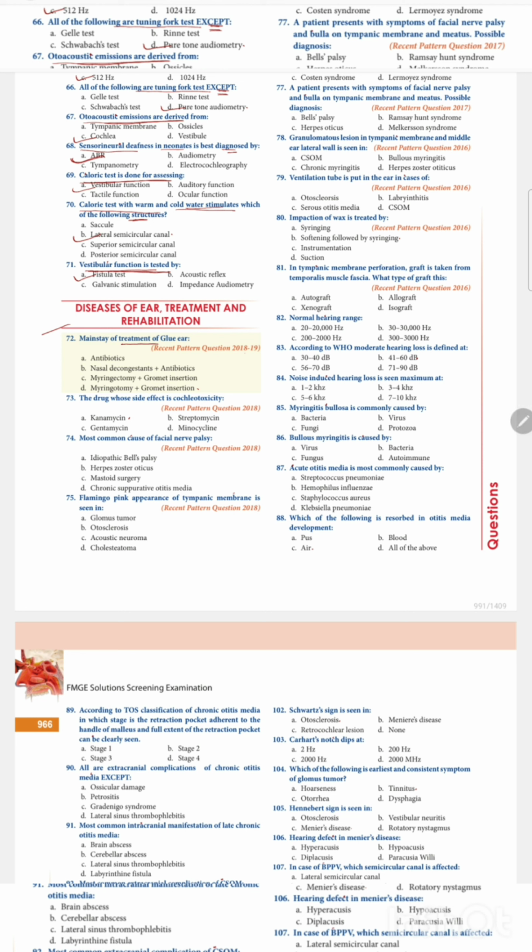Mainstay treatment for glue ear is antibiotic, nasal decongestant and antibiotic, myringotomy and grommet insertion. Which one is correct? Myringotomy. Which drug has the side effect of cochleotoxicity? Kanamycin, gentamicin, streptomycin, neomycin. Kanamycin is a cause of cochleotoxicity.